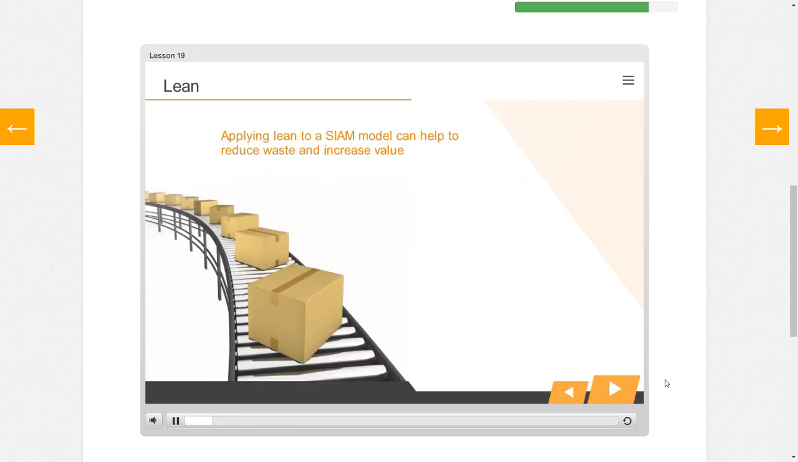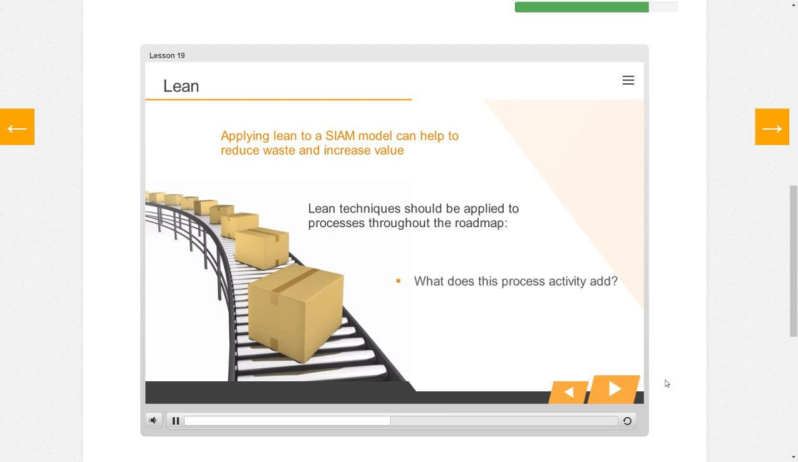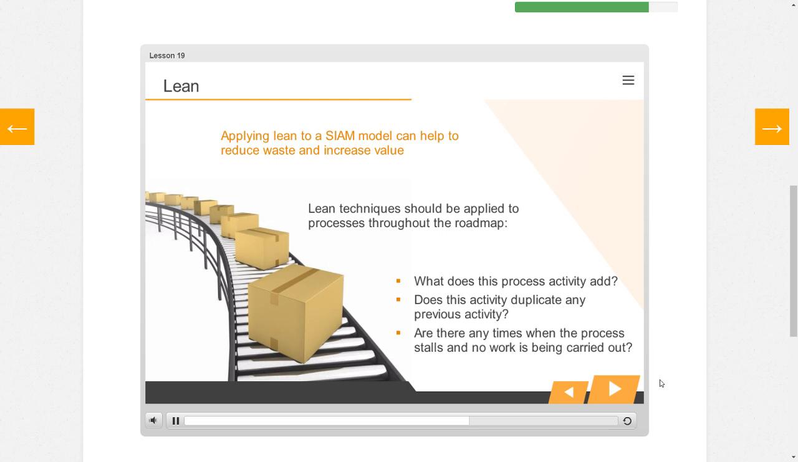Applying lean to a SIAM model can help to reduce waste and increase value. When workflows span multiple organizations, delays, duplications, and bottlenecks can occur. Lean techniques should be applied to processes throughout the roadmap stages to identify areas for improvement, including, what does this process activity add? Does this activity duplicate any previous activity? Are there any times when the process stalls and no work is being carried out?